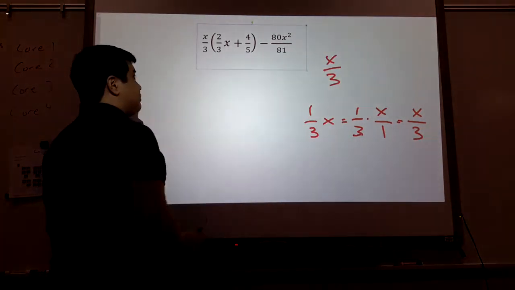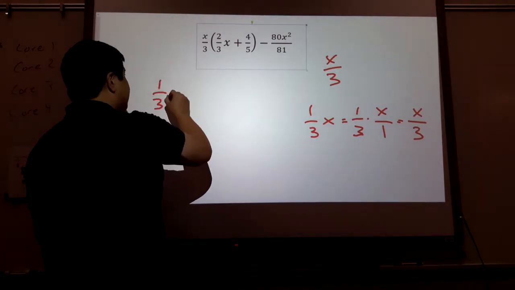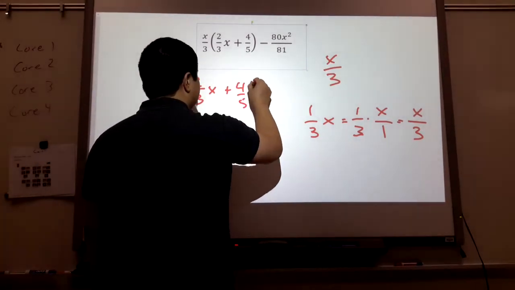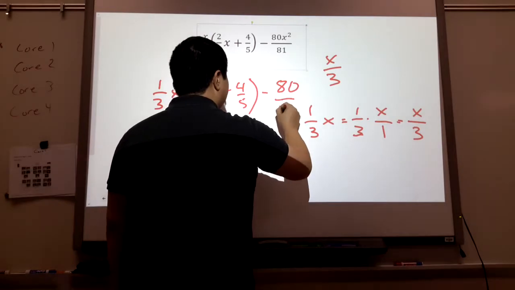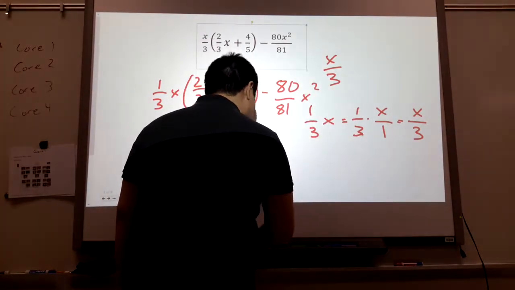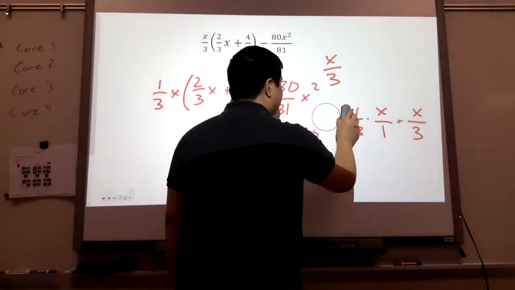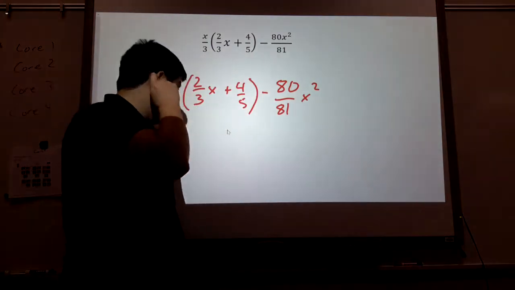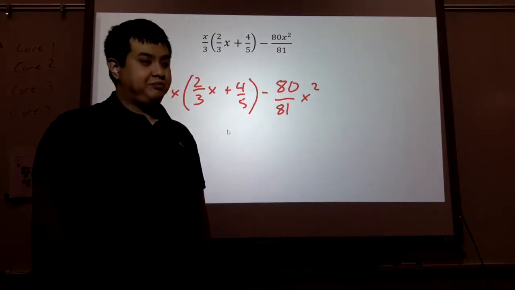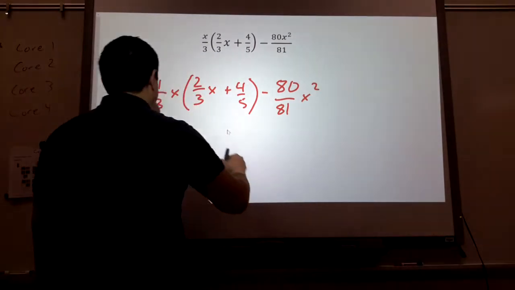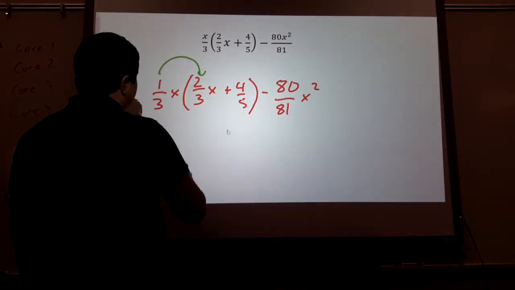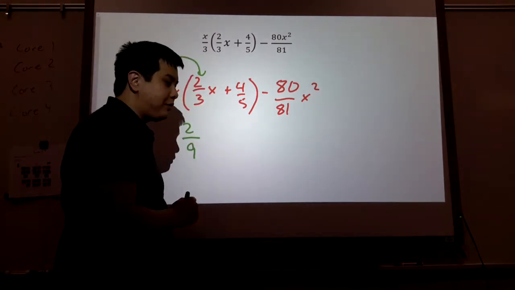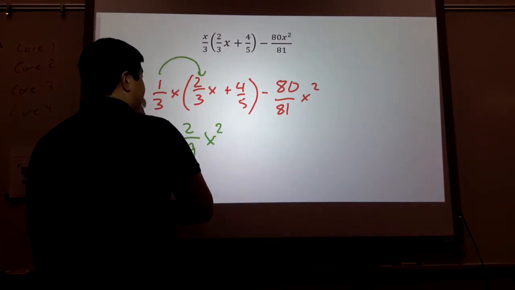So therefore, for all intents and purposes, this is 1/3 x times 2/3 x plus 4/5 minus 80 over 81 x squared. All of that is the exact same thing. It does not matter. X squared is in the numerator, so therefore we treat it as if it were by itself on its own. Again, we're going to distribute. We're going to do 1/3 x times 2/3 x. We do 1 times 2, which is 2, 3 times 3, which is 9. X times x, as you remember, is x squared, and that is the first term.